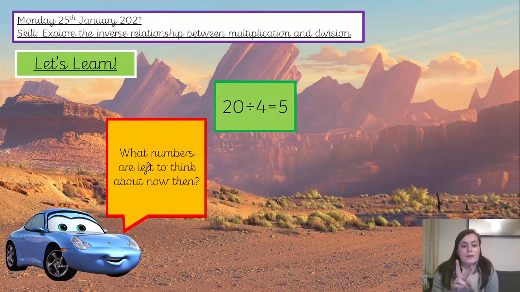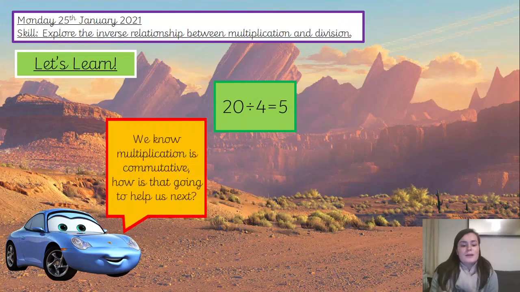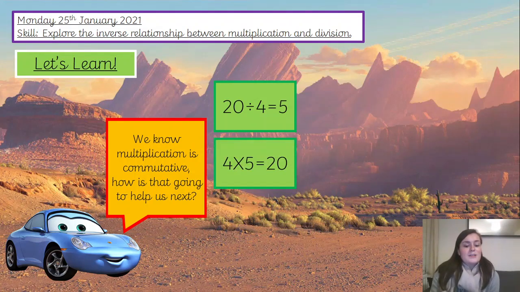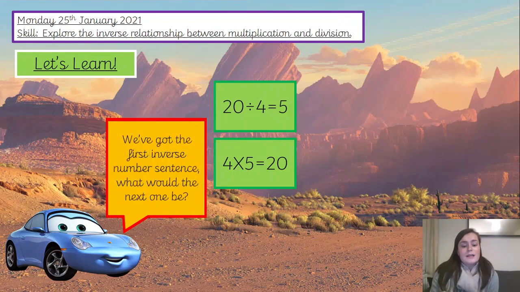So which two numbers are left out of our fact family then? We've taken 20 away, that we know that's going to go at the end. So which two numbers do we need to put at the beginning of our number sentences? So we need to put 4 and 5 at the beginning, don't we? So we know that multiplication is commutative. So how is that going to help us next?